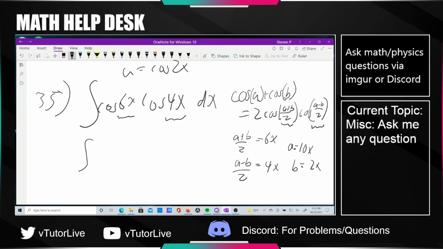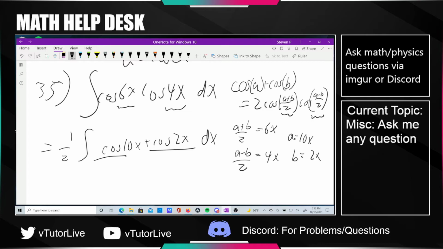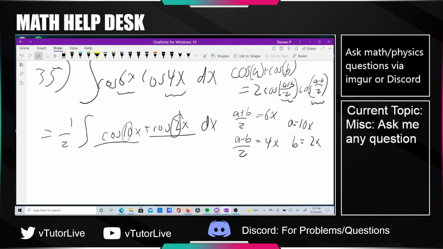So the half needs to come on the other side, right? So this is just equal to 1/2 times cosine of 10x plus cosine of 2x. And these are totally easy to integrate on their own, right? You just have to divide by 10 because of the chain rule over here and divide by 2 because of the chain rule over there, but not so bad, right? Not so bad.